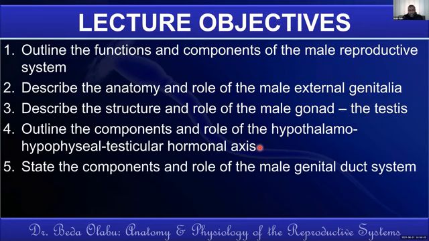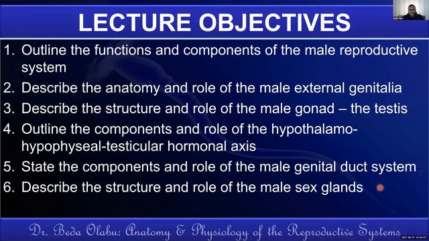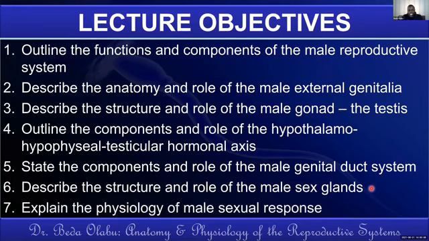After that, we will look at the different components of the male genital duct system, or what we loosely call the male reproductive tract. We will also look at the structure and role of the male sex glands. Those are the things that produce semen. And lastly, we will explain the physiology of male sexual response.